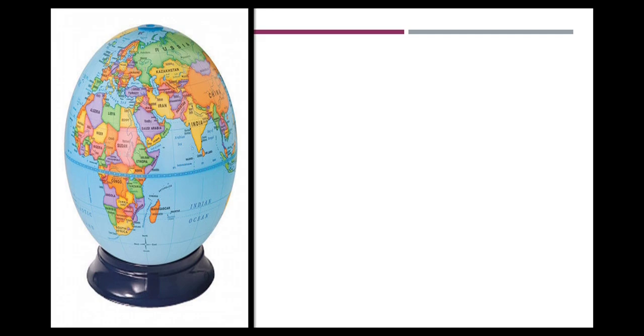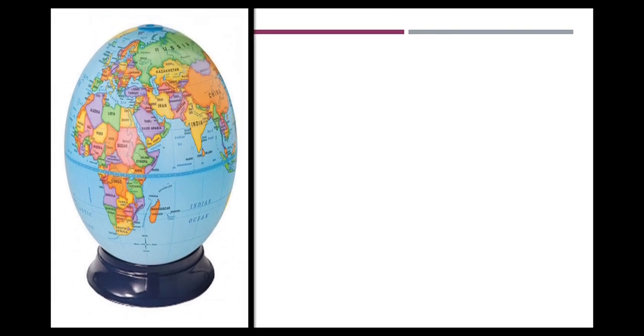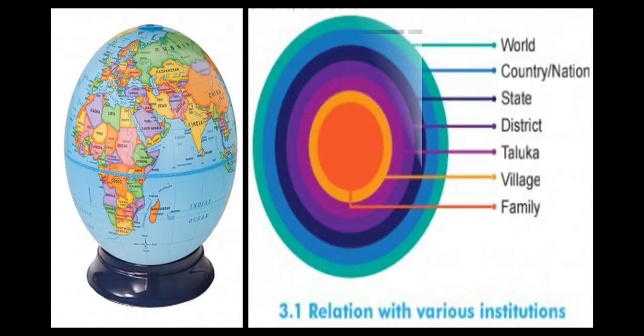This is our globe of the world, and this is our India. This is the map of our India. And this is the relation with various institutions: family, village, taluka, district, state, country, nation and world.